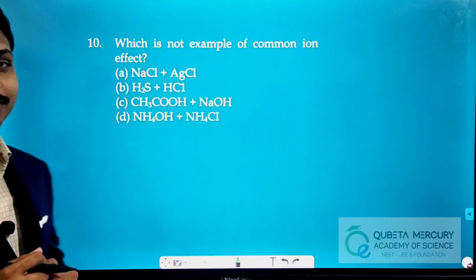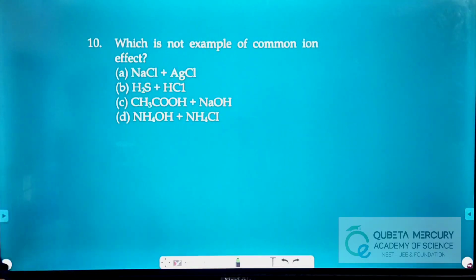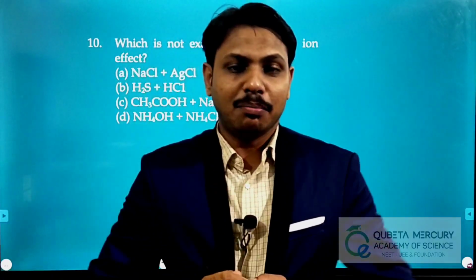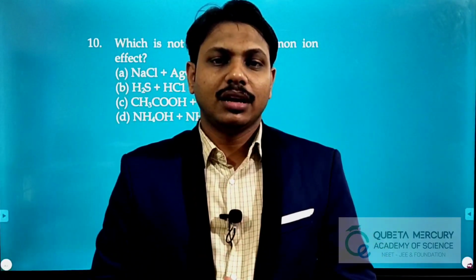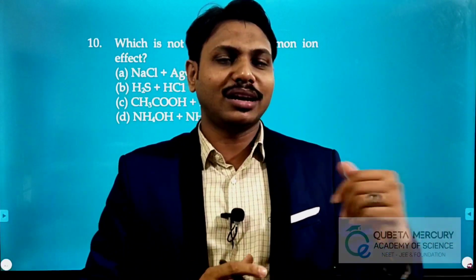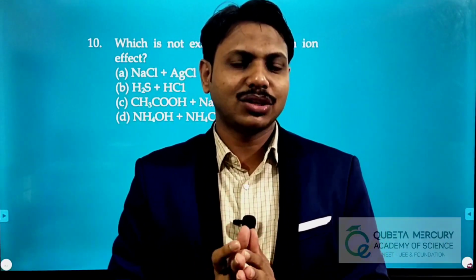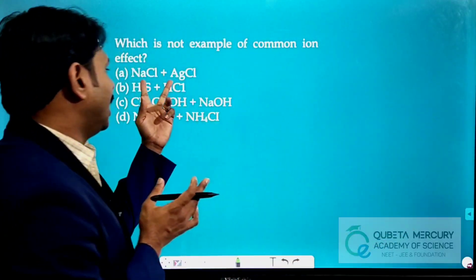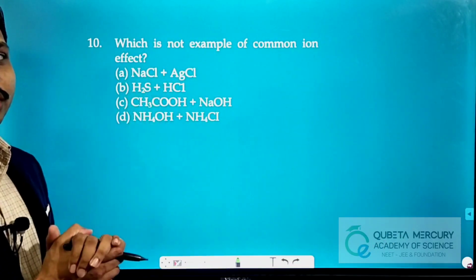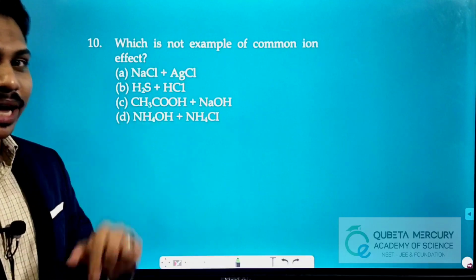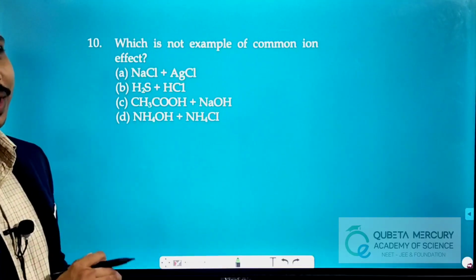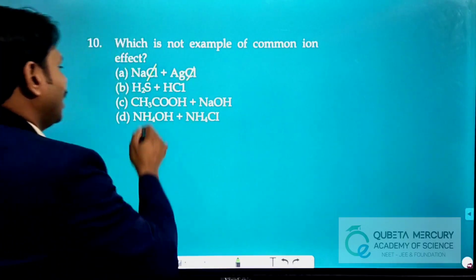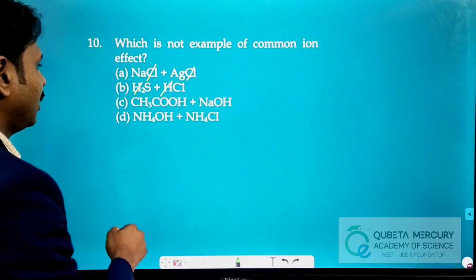The next question: which is not an example of the common ion effect? What is the common ion effect? It is the suppression of dissociation of a weak electrolyte by the addition of a strong electrolyte containing a common ion. That means the pair of compounds must have a common ion, and only then will the common ion effect occur. See, in the other examples you can see chlorine is there in both cases, hydrogen is there in both cases.